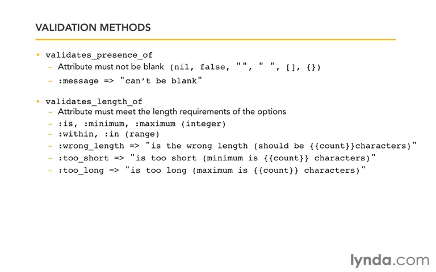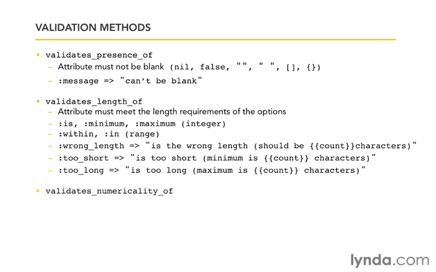You can pass in both, minimum and maximum, to make sure it's between two numbers. Or, in that case, you could use the shorthand within, and in is just a synonym for it, within, and give it a range. So for example, instead of minimum 1, maximum 10, you could have within 1:10. Instead of a single message for validates length of, there are 3 different messages, one for when you're looking for a precise length, and one for when the value is too short or too long.